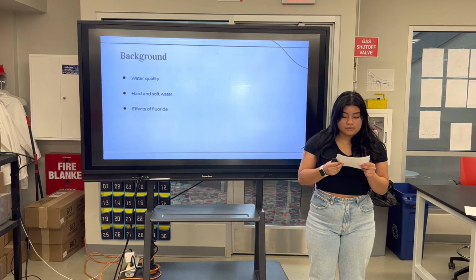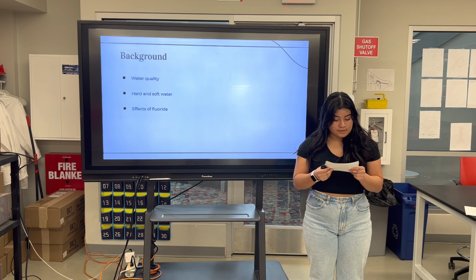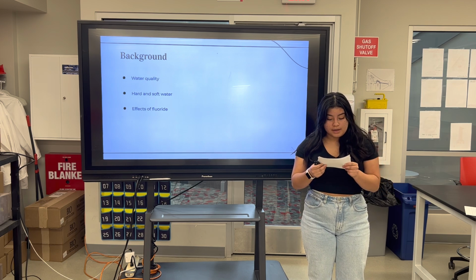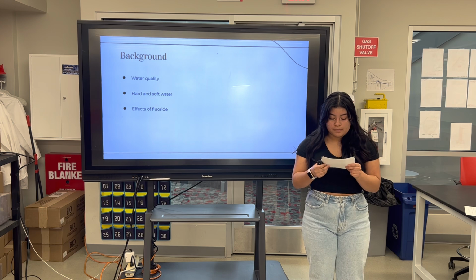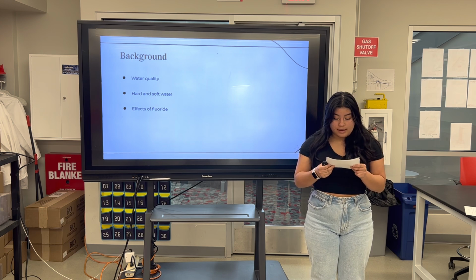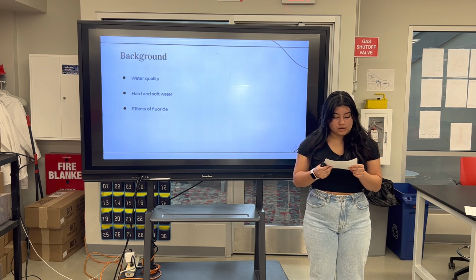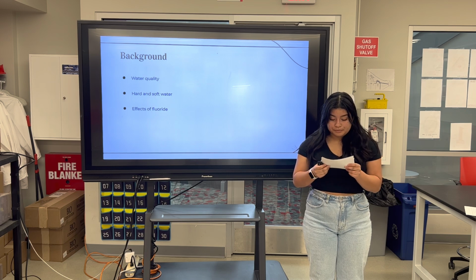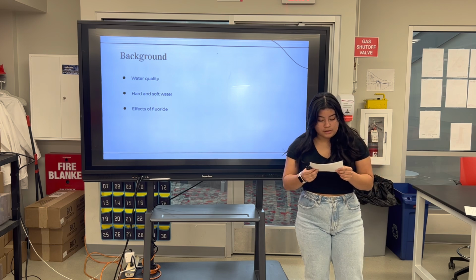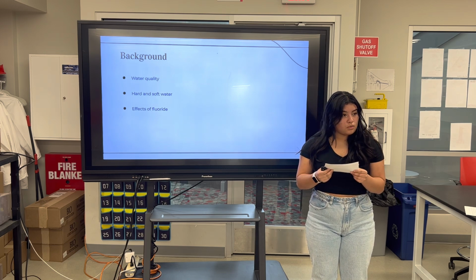In the US, total dissolved solids are used in place of hardness. This is because it is a broader classification than hardness, and it measures the total amount of inorganic salts and a small amount of organic matter present. Total dissolved solids is the measure of the total concentration of ions in water.